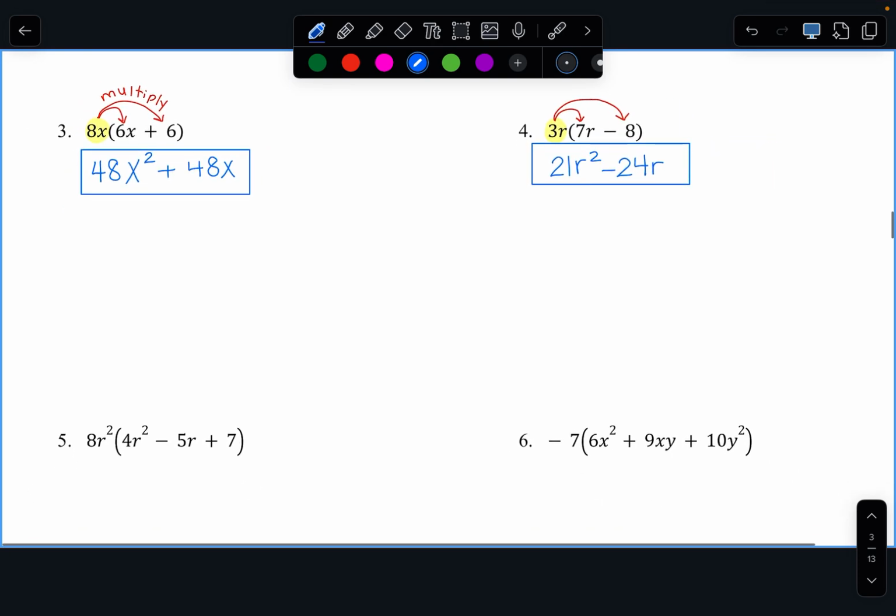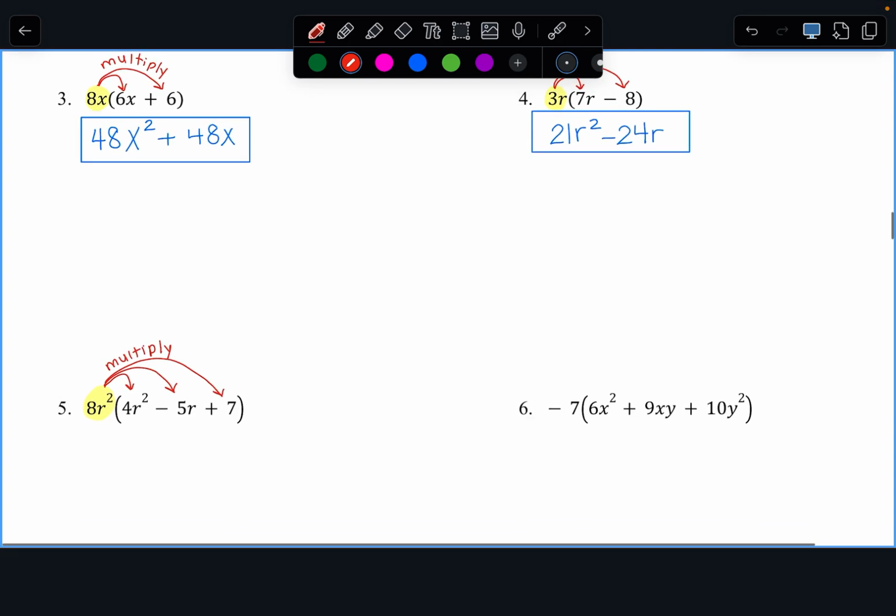We're going to get a little more complicated. Same process as before, it's just we're multiplying to more pieces. So taking the 8r to the second, we are distributing this to all three terms inside. So 8r to the second times 4r to the second. 8 times 4 is 32.